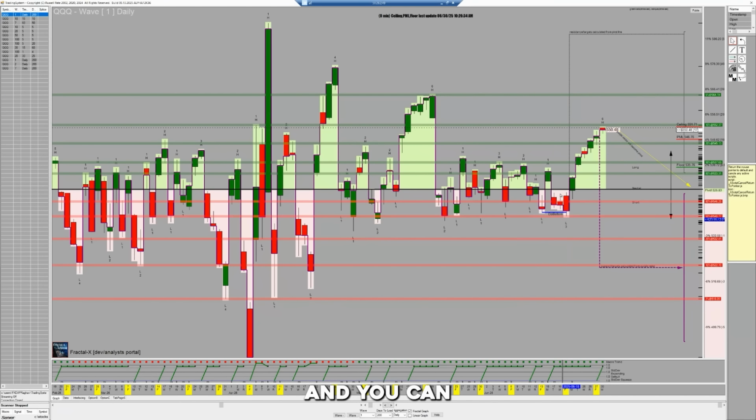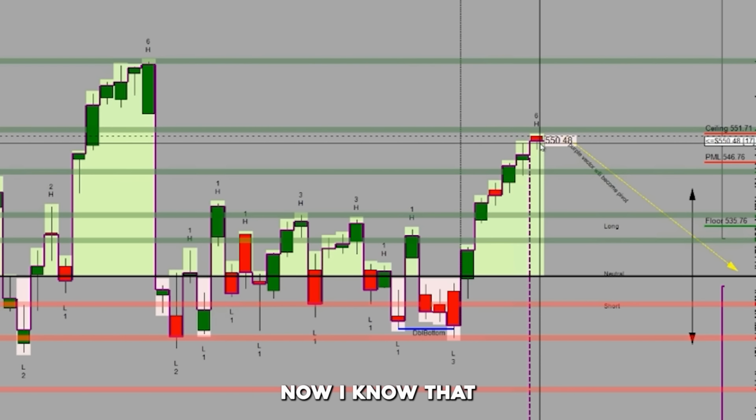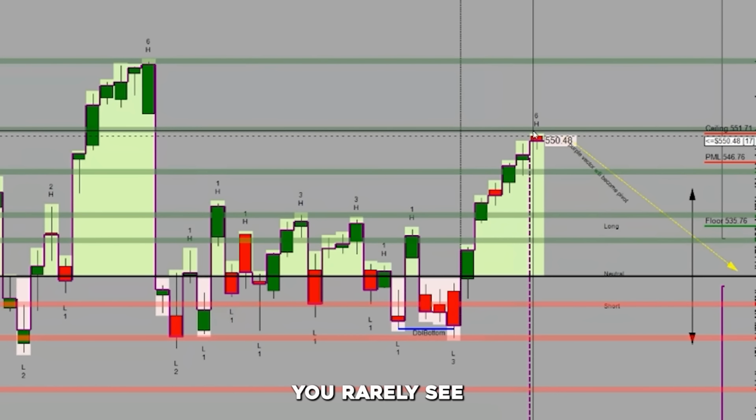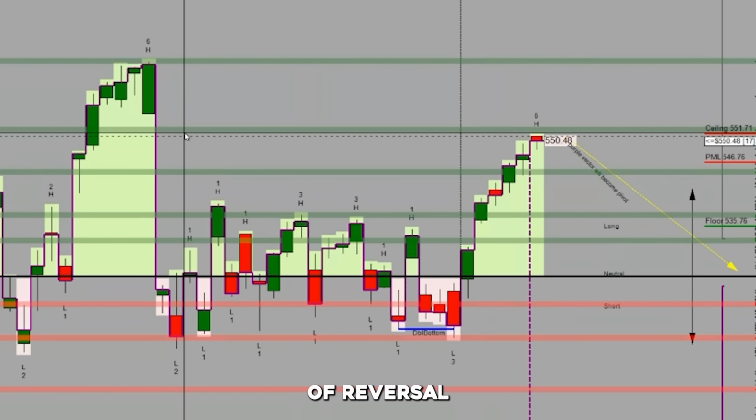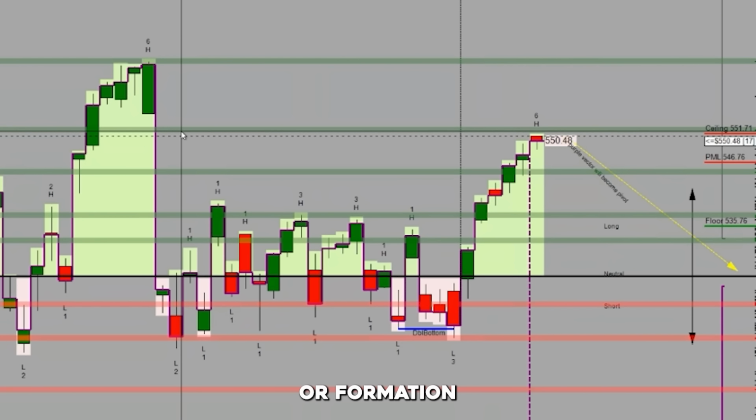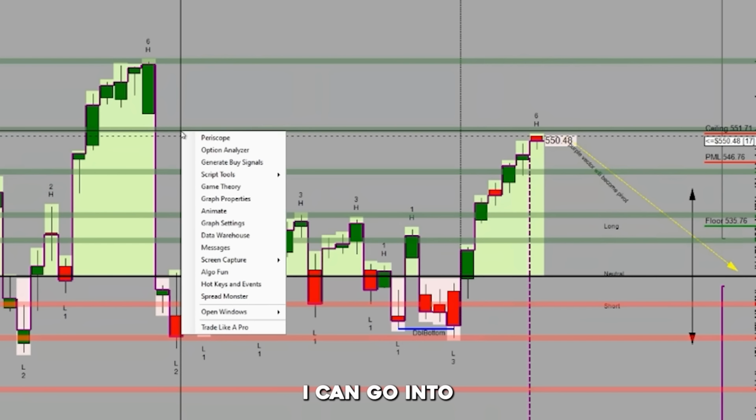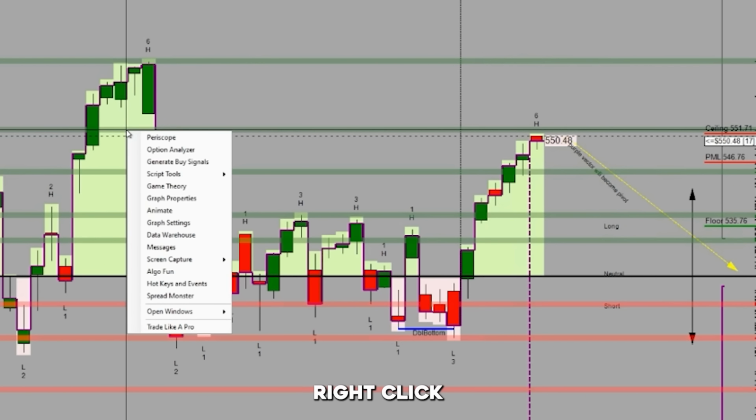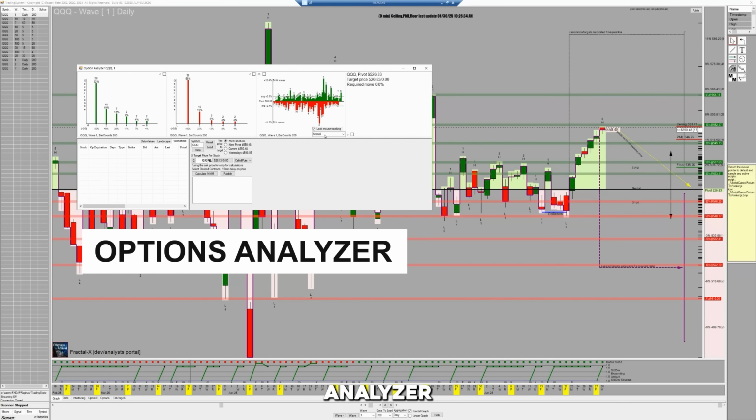And basically you can also get stats for these H and L values. Now, let's say you're trading and I'm seeing the price is at H6. Now I know that on wave one daily you rarely see H6. So to look at the odds of reversal or continuation or formation of a new high the next day, I can go into the options analyzer. Here I right clicked and went to the options analyzer. So here is the options analyzer.